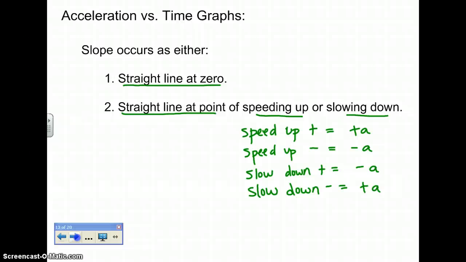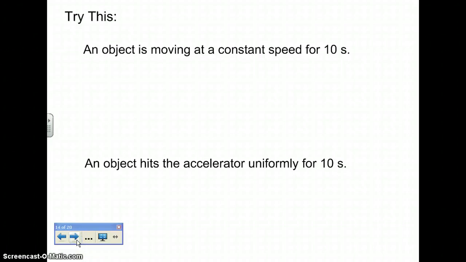Or you're going to just simply have a straight line at zero. At zero implies on the x-axis. Pretty simple there. Let's try it though. Okay, so it says an object is moving at a constant speed for 10 seconds. If you're moving at a constant speed, then that means that your cruise control was set.